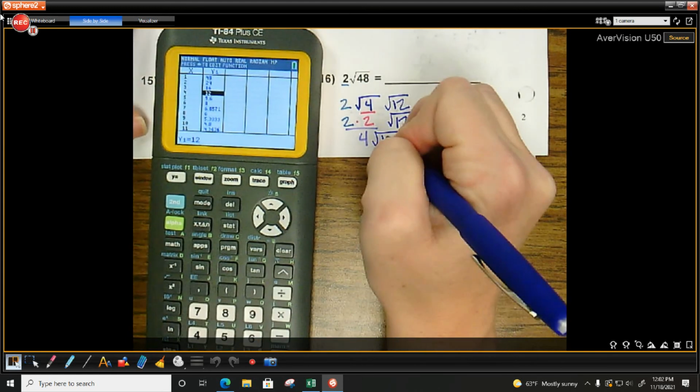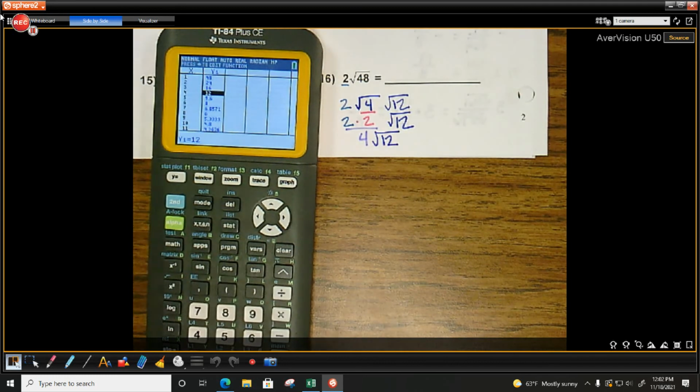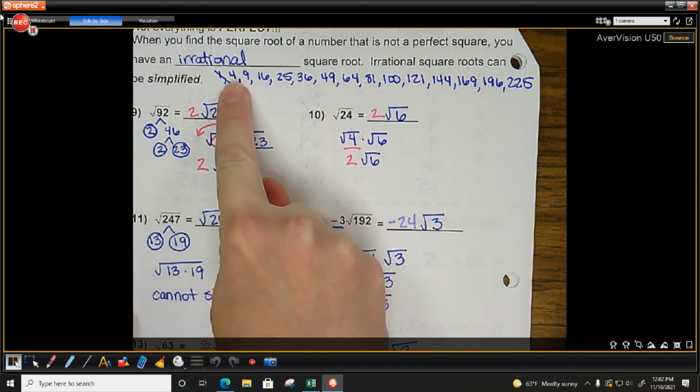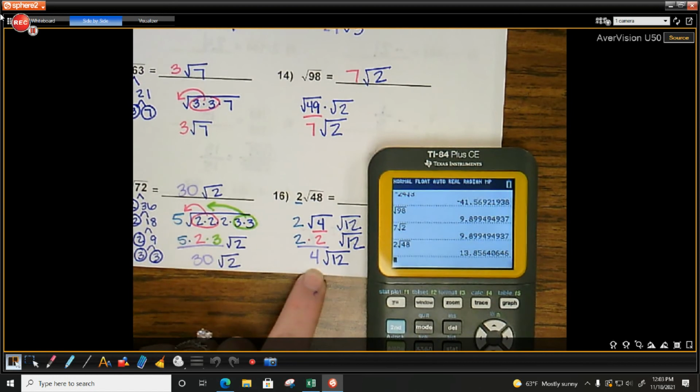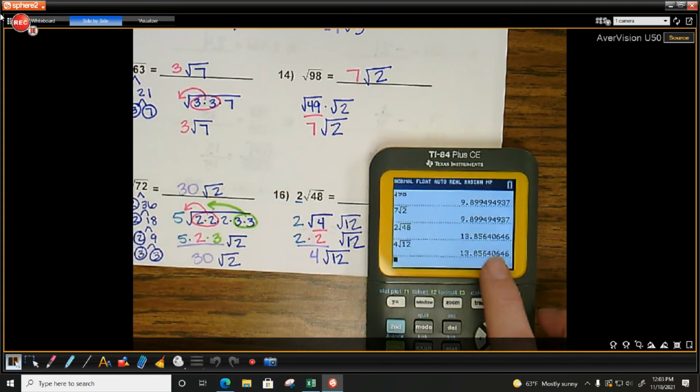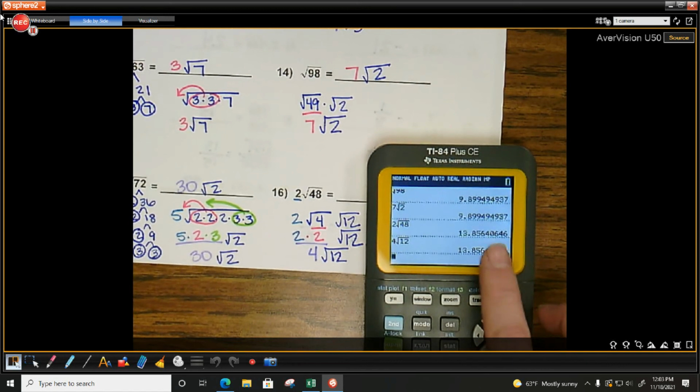Is 12 a prime number, guys? No, even numbers other than 2 are prime. Is 12 prime? No, it's at least divisible by 2. Is 12 divisible by any of these numbers on my list? Okay, so let's see. If I type this in, 4 square root 12, do I get the same decimals? Yeah, because they are equivalent values.